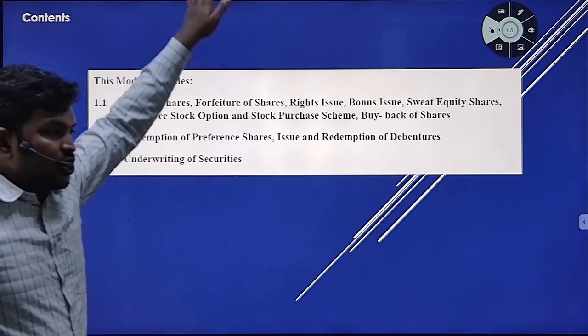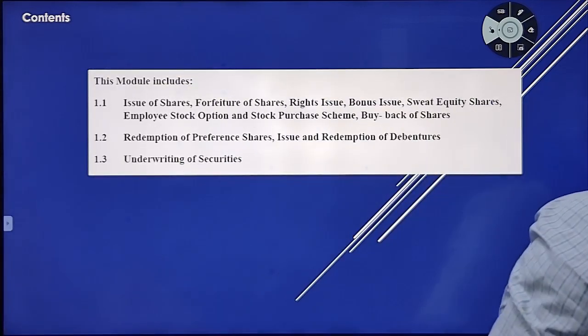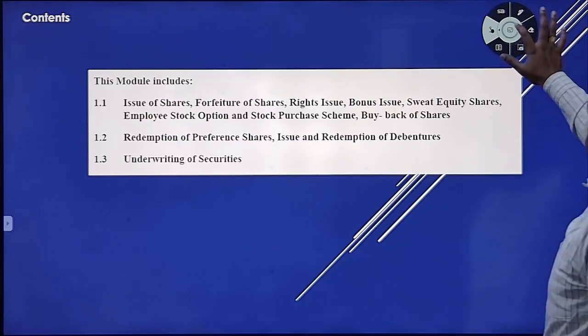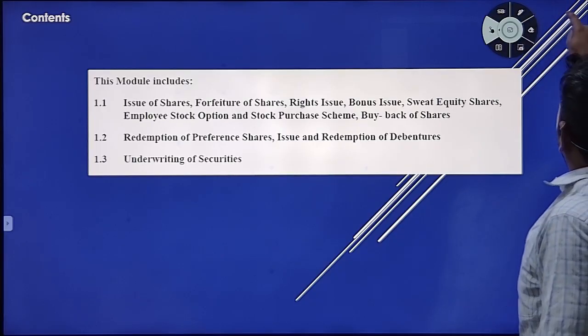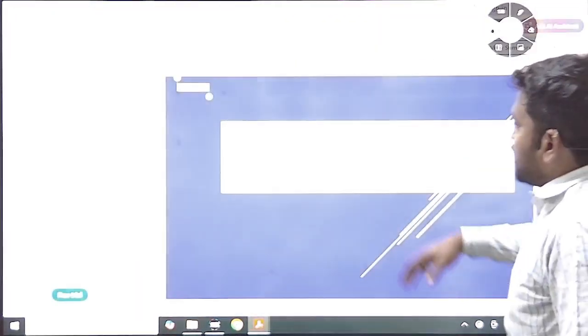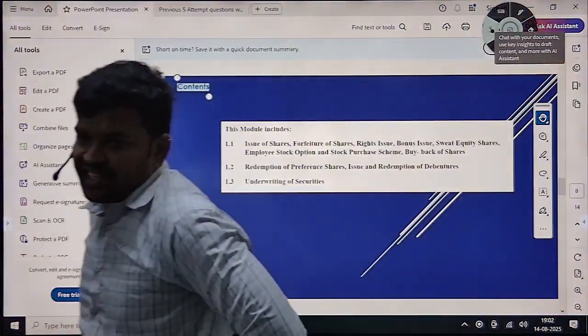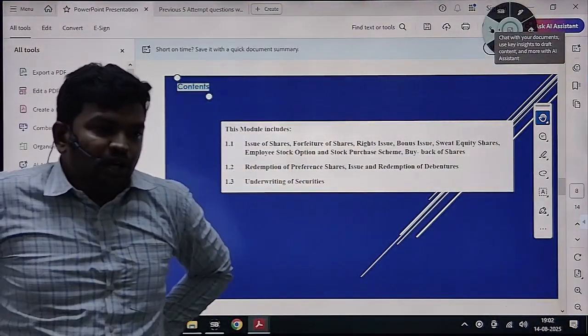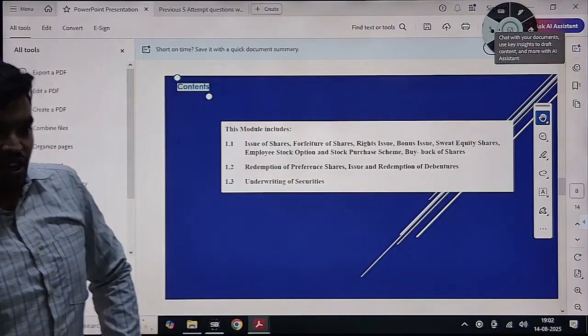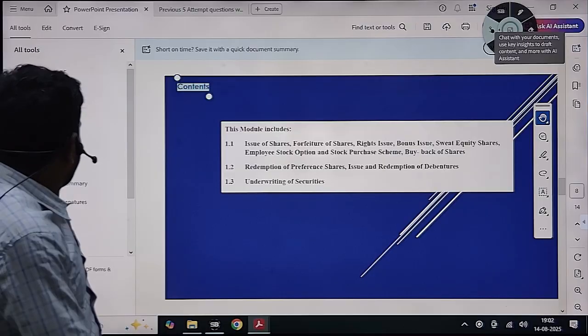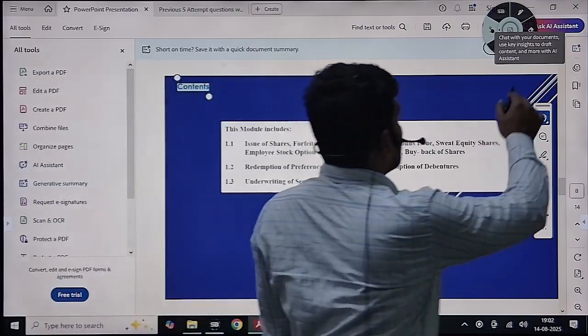Before I start the entries, I have 5 more minutes. Let me quickly open something. In this chapter, they will ask mainly entries. What? Journal entries, yes or no? Journal entries, in this chapter they will ask journal entries mostly.